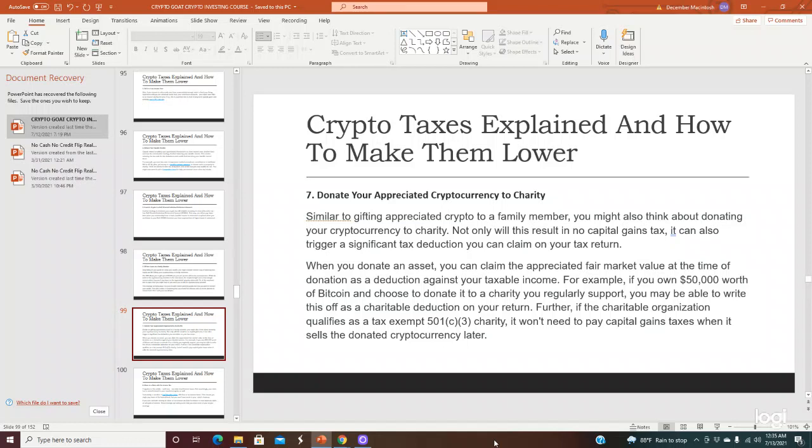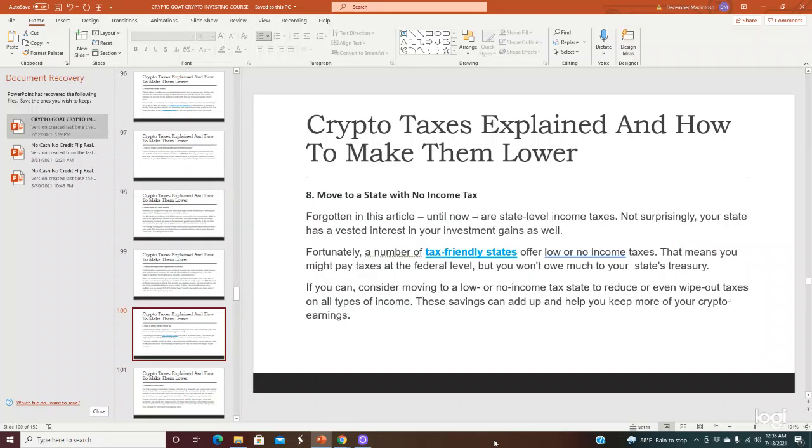For example, if you own $50,000 worth of Bitcoin and choose to donate it to a charity you regularly support, you may be able to write this off as a charitable deduction on your return. Further, if the charitable organization qualifies as a tax-exempt 501(c)(3) charity, it won't need to pay capital gains taxes when it sells the donated cryptocurrency later.